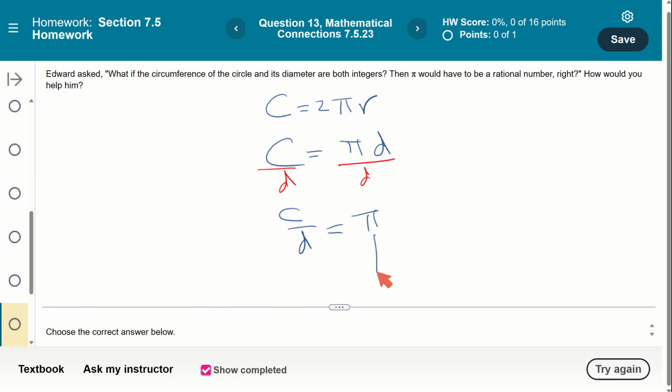Now we know that pi is irrational. Okay? So is there any way for both c and d to be integers? What happens if both c and d are integers? Well, then by definition, this would be a rational number. And since it's equal to pi, that's impossible. See? So that's how you would explain it to Edward.